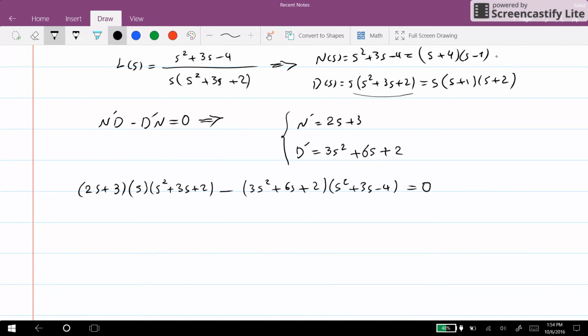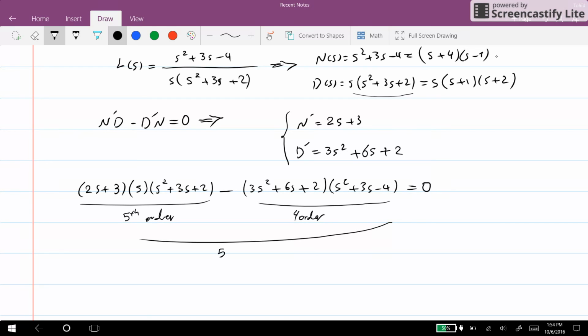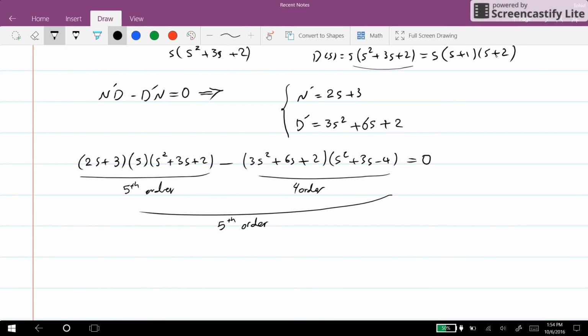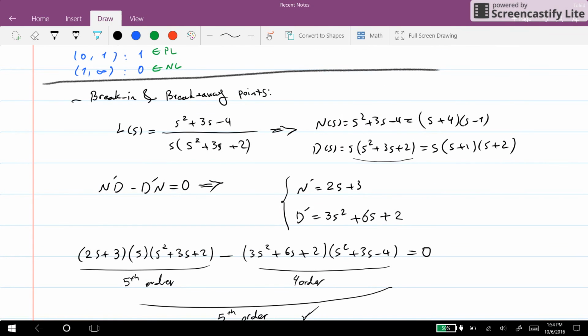So looking at this, we see that we have a fourth order polynomial here, and we have a fifth order polynomial here. So in general, we will have a fifth order polynomial, which will have 5 roots. And I think that it's not very easy to solve for all the roots of this polynomial. So let's see what we can do.